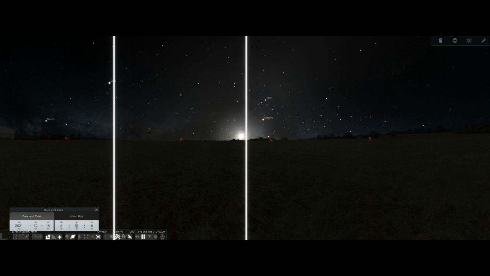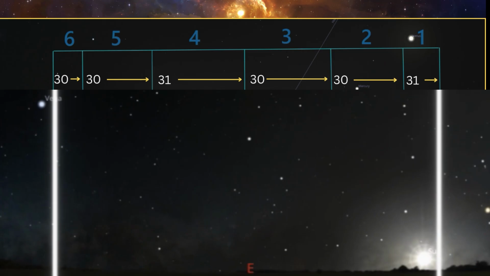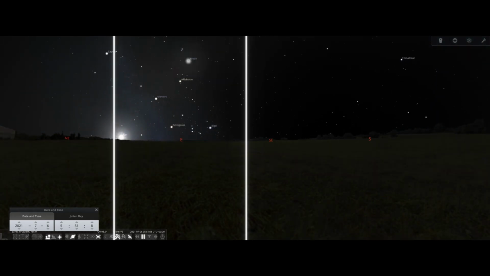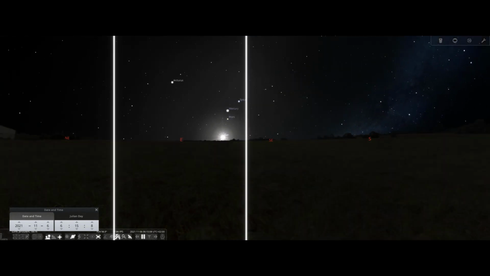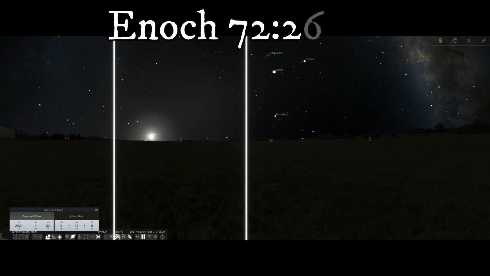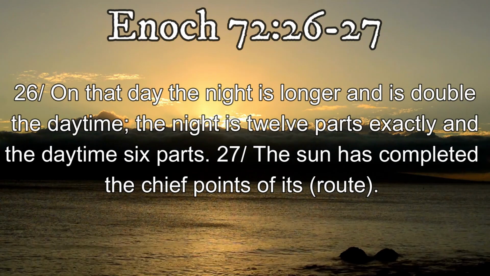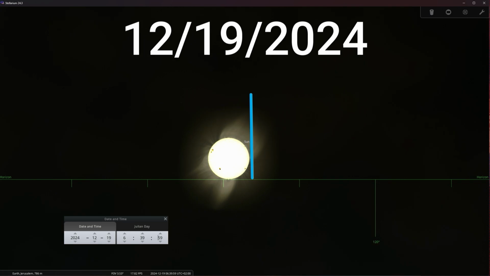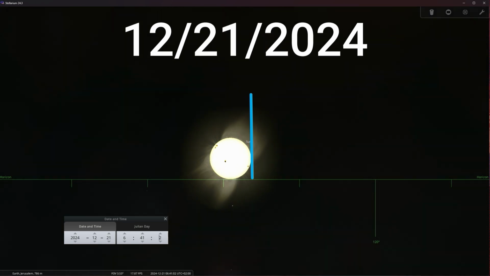And there's another clue. The edges of the solar gates, as described in the Enoch calendar, seem to align close to the solstices. That's when the sun reaches its furthest point in one direction, pauses briefly, and then begins its return journey through the gates in the opposite direction. Consider what it says in Enoch 72:26-27. On that day, the night is longer and is double the daytime. The night is 12 parts exactly, and the daytime 6 parts. The sun has completed the chief points of its route. That sounds like a clear description of the winter solstice, when darkness reaches its peak and the sun turns back.